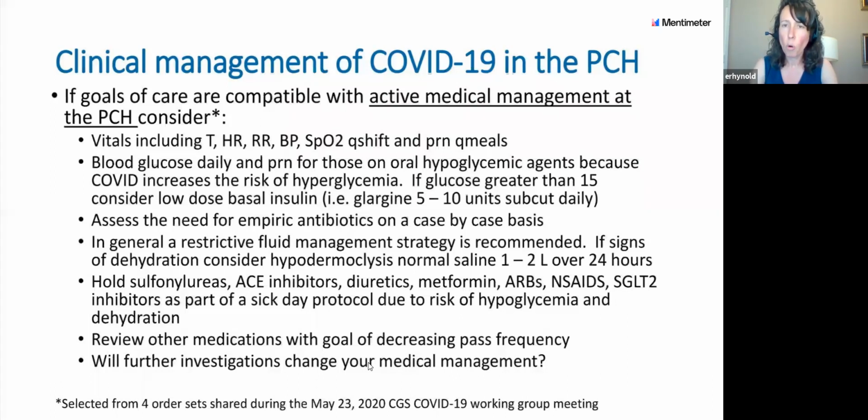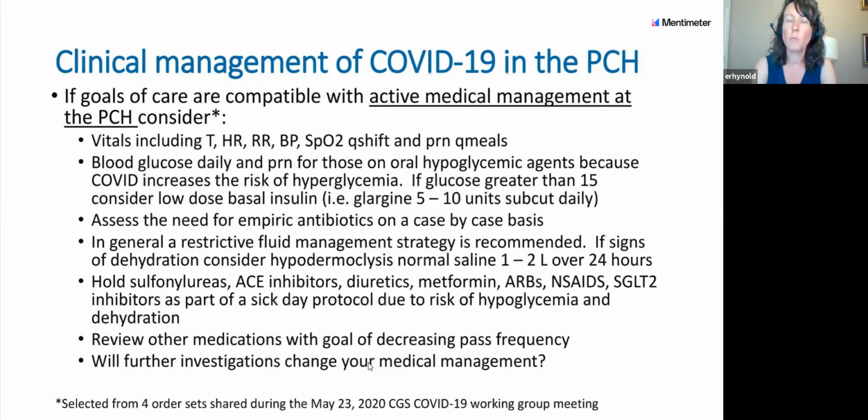For people on oral hypoglycemics, the order sets comment on continuing blood glucose daily and as needed if they are different and you need to reassess their sugars. And they actually comment that there seems to be an increased risk of hyperglycemia. So then they suggest consider the addition of a low dose basal insulin.